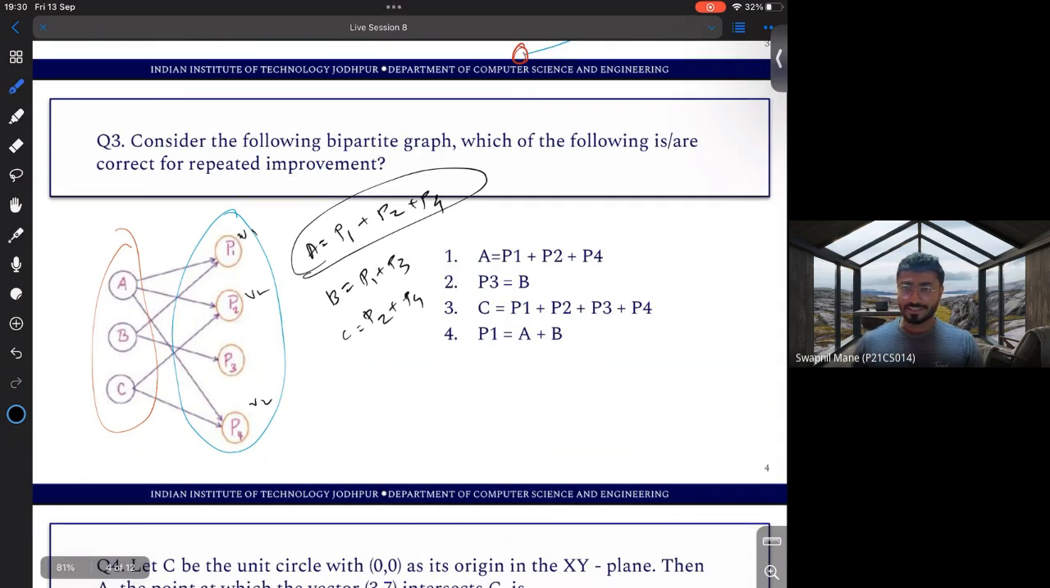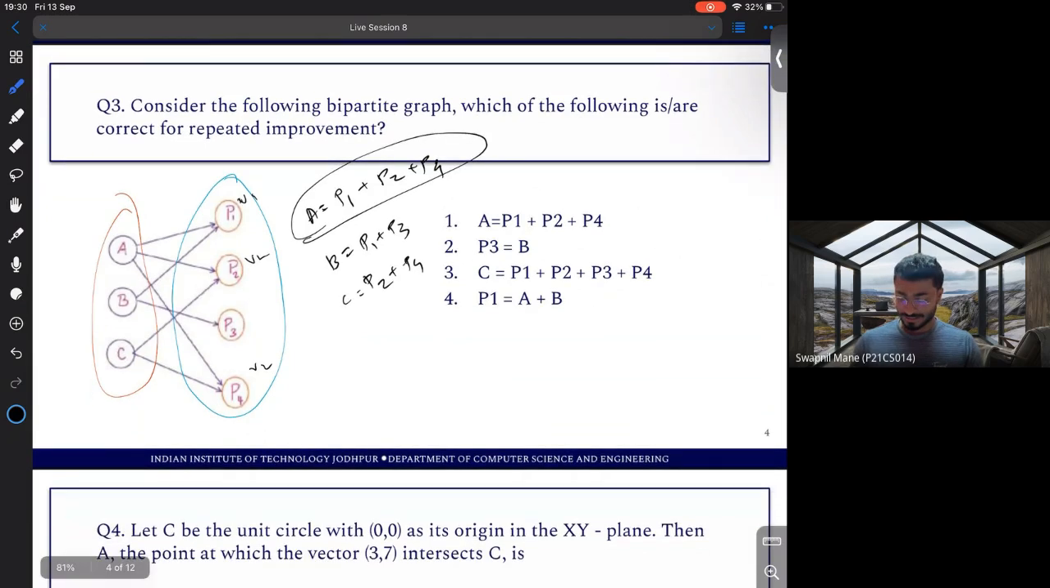Sorry, there was a lot of noise from the background because there is a Ganesh Utsav going on here.